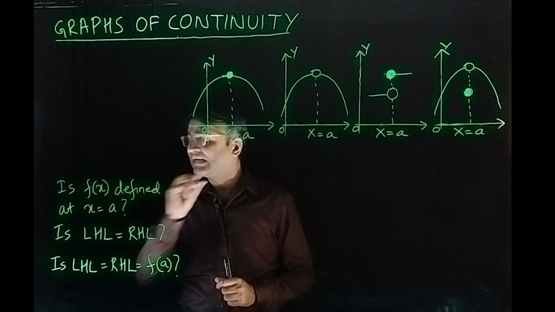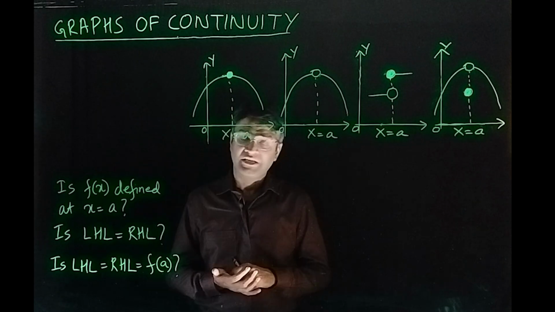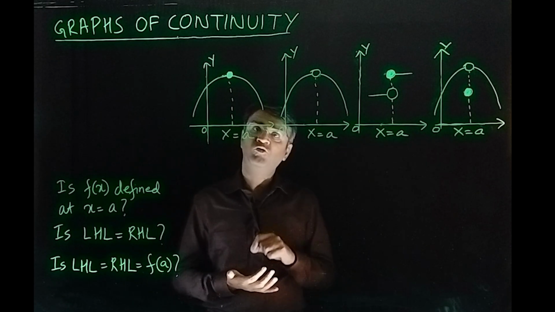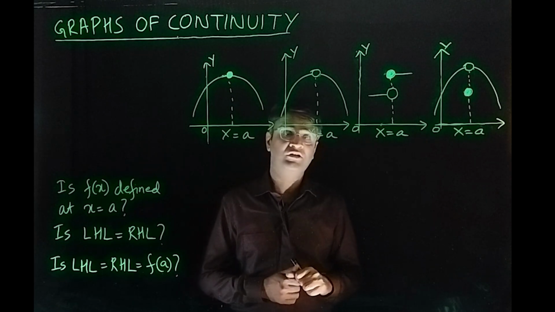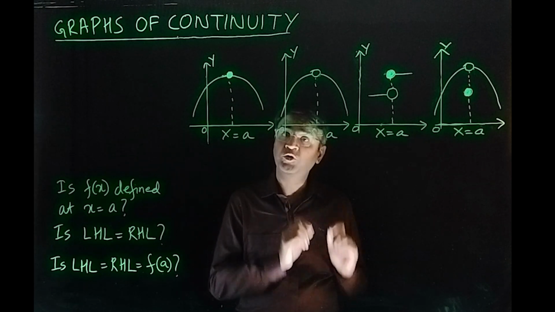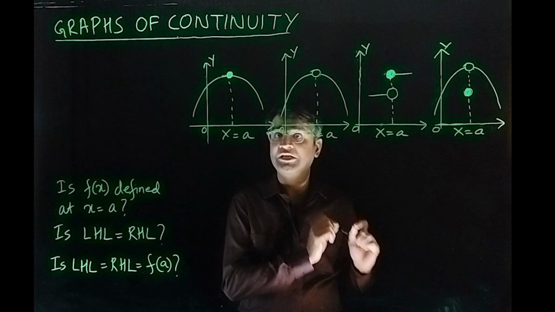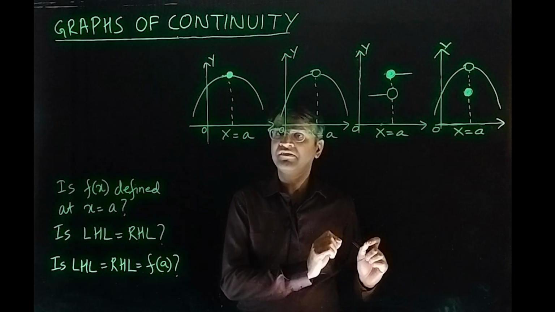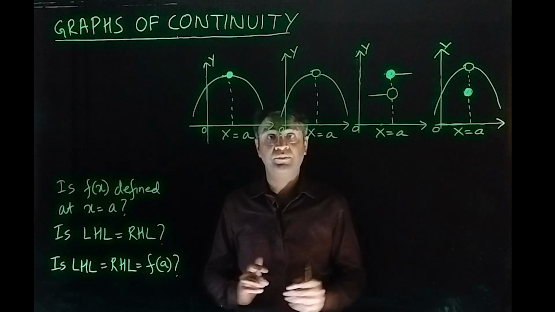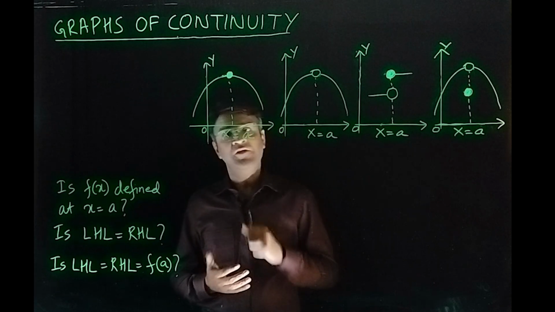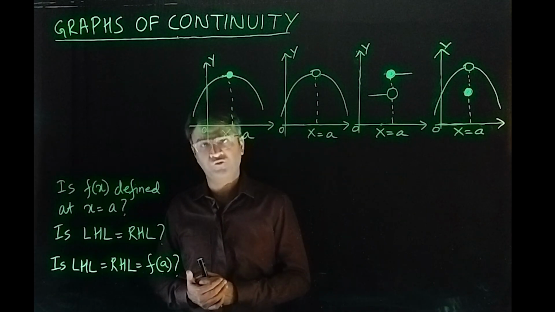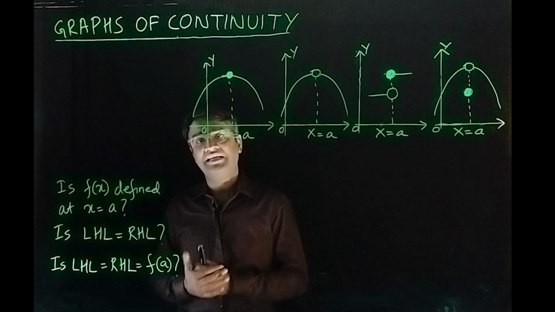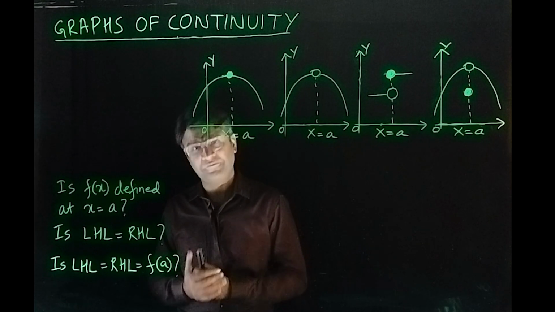Is f(x) defined at x equals a? What does that mean? It means if I put x equals a on the left hand side, am I getting a defined value on the right hand side? Which means I should not be getting a 0 in the denominator. If I don't get a 0 in the denominator, it is defined. But how do I see that graphically? If you see a dark circle on the graph, above the graph or below the graph, does not matter. You can claim that f(a) is defined.